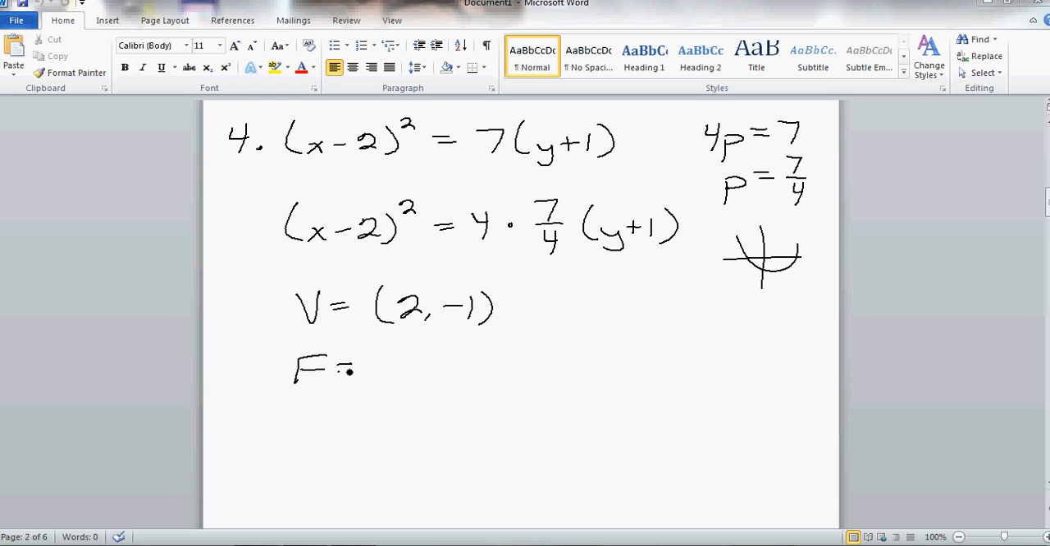The focus, well, we know that p is 7/4. So if we're over here at 2, -1, at the vertex, the focus is going to be up by 7/4, which puts us about right there, or the point 2, 3/4. And the directrix would have y equals, okay, we're coming along here. Let's see, we're here at -1, but we have to go 7/4 down further. So that would be at -11/4.